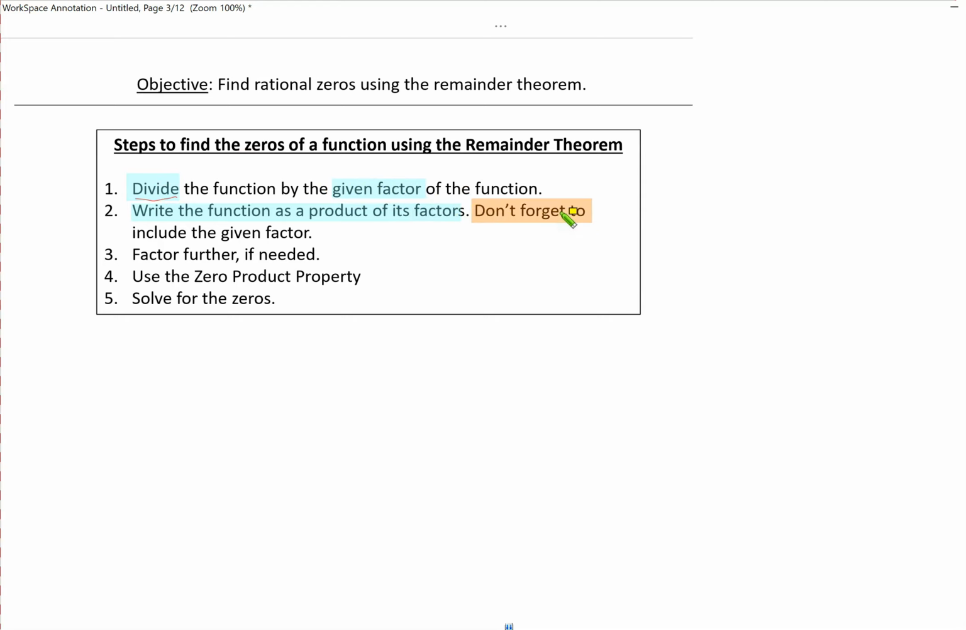Not to forget that the factor we were given is part of the factorization of the function as a whole. Then we would factor further if necessary, and most of the times it will be. And then once we have a product of factors, we can use our zero product property to then continue solving for the remaining zeros of the function.